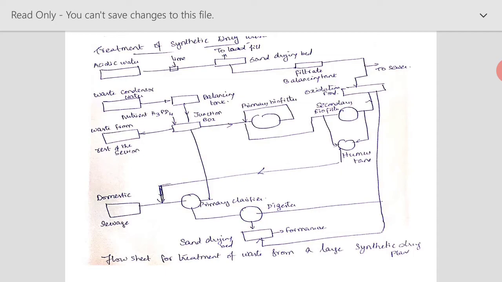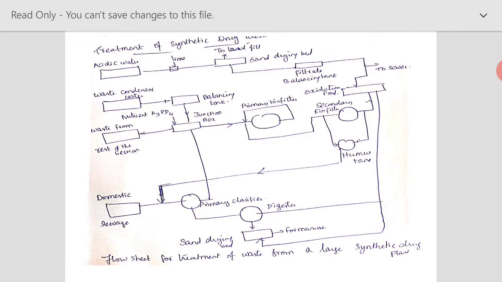So in case of waste condenser water, first it will be taken to the balancing tank, that is your equalization tank. Then it will be taken along with the waste from the rest of the section to the primary biofilter, because of the microorganisms that are present, then to the secondary biofilter, then to the oxidation pond. The excess sludge that is deposited will be taken to the humus tank from the primary as well as the secondary biofilter.